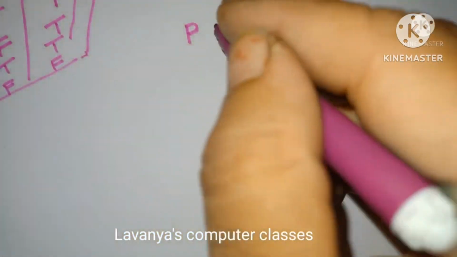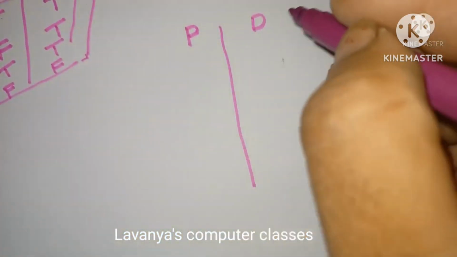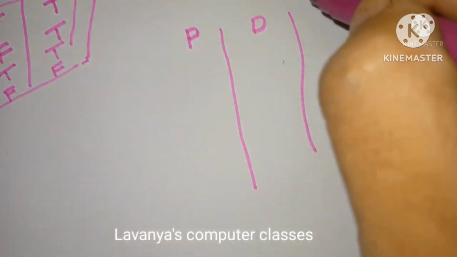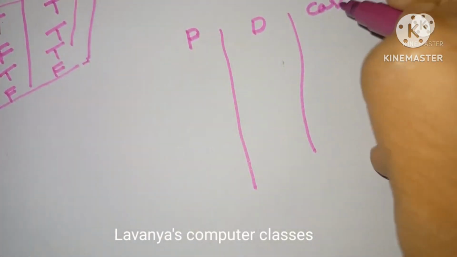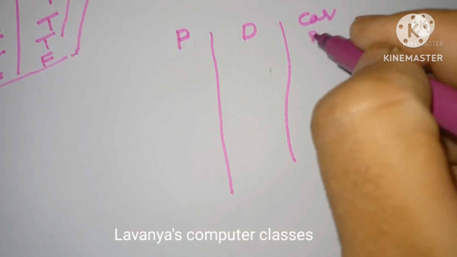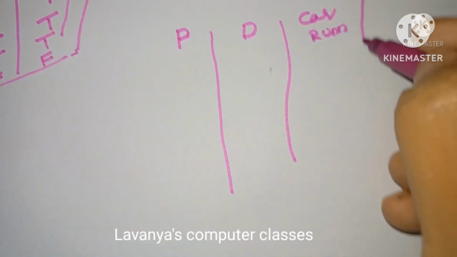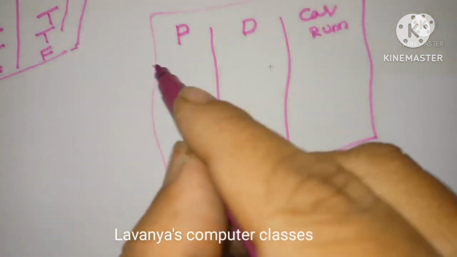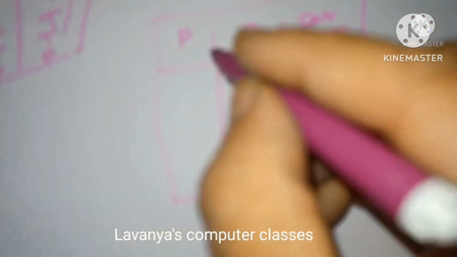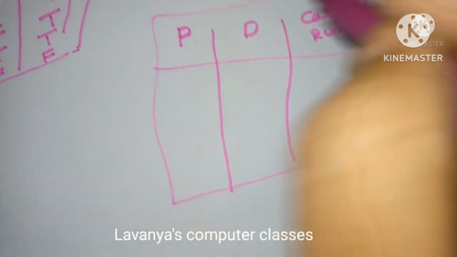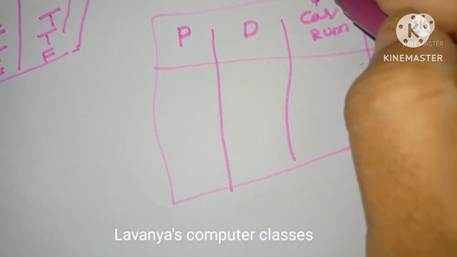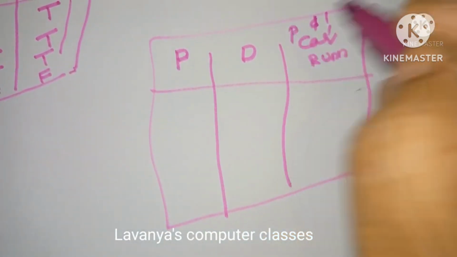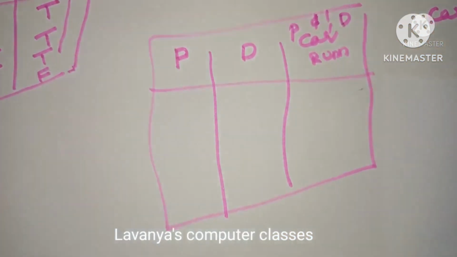So I will check it. The first condition is petrol, the second condition is diesel. The result is whether the car is running or not. This is the logic, so I need a logical operator. Here I use petrol or diesel. That means car running is petrol, pipe operator, diesel. Then only the car is running.